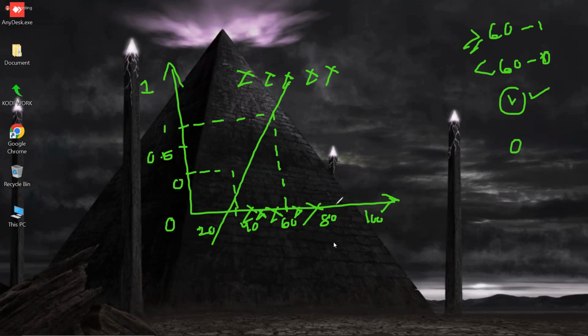If the patient weight is 80, diabetic or non-diabetic? Diabetic. Very simple. This is what I'm trying to explain. Now my simple question: does the regression line classify my data, yes or no? The regression line classifies my data, but in some situations it will fail.